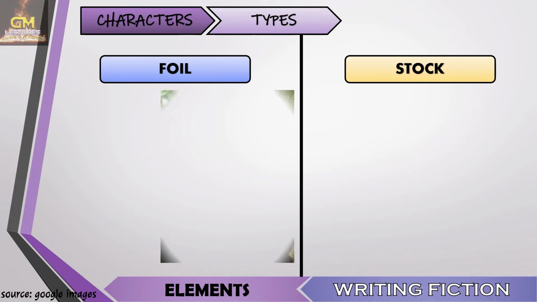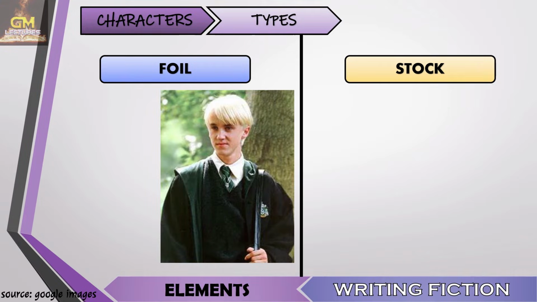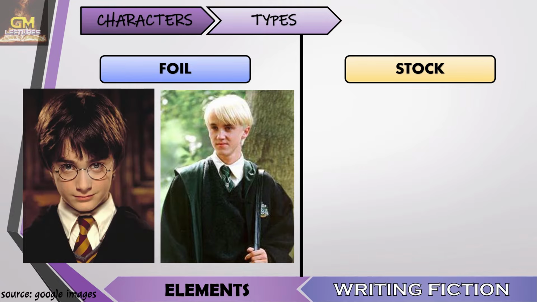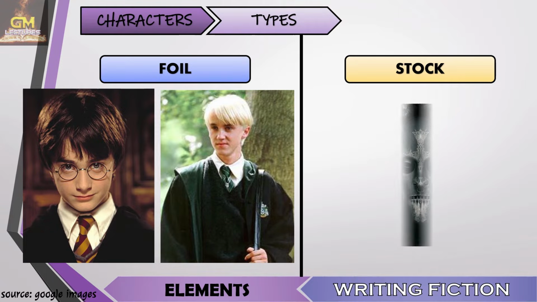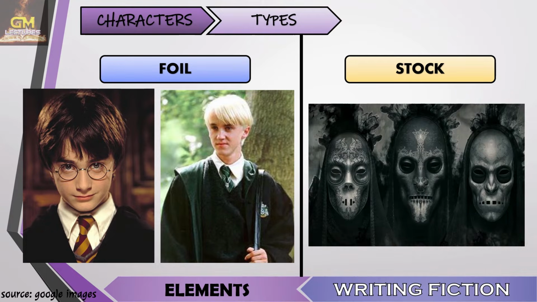An example of a foil character would be Draco Malfoy, whose characteristics and personality would be the opposite of Harry Potter. Where Harry Potter is considered to be courageous and independent, Draco Malfoy is seen to exhibit cowardly traits from time to time and heavily relies on his friends to do his bidding. While an example of a stock character would be the typical Death Eater, who is simply there for the purpose of functioning as a henchman in the story.